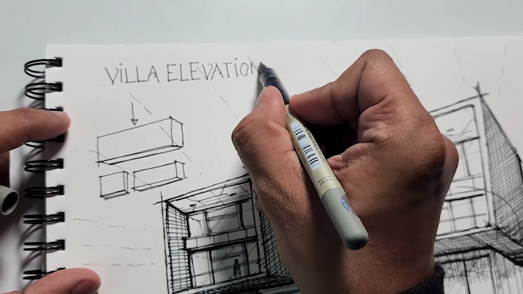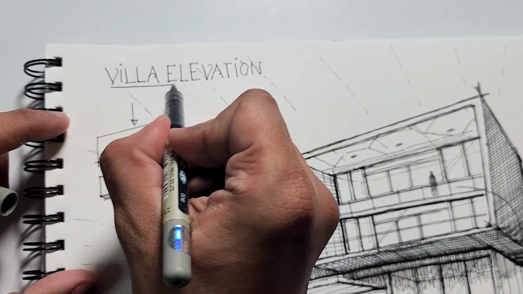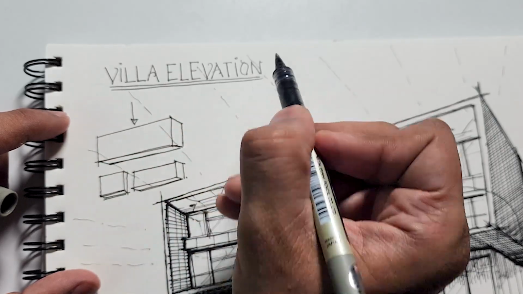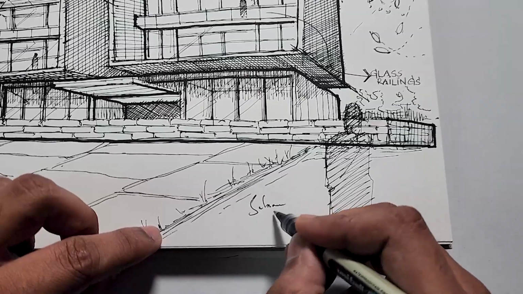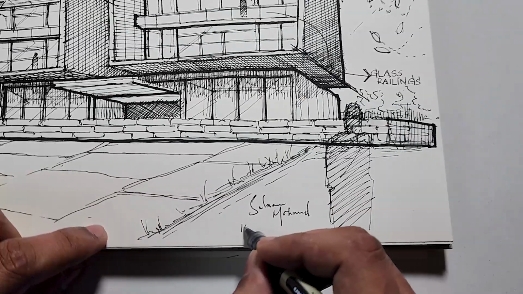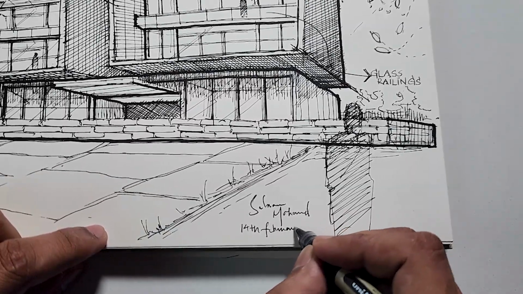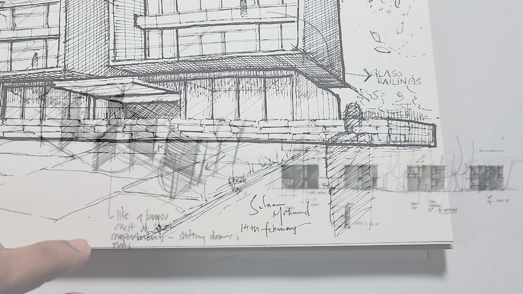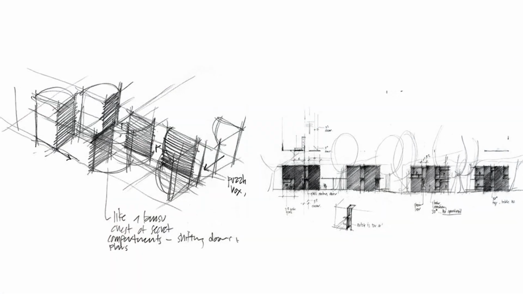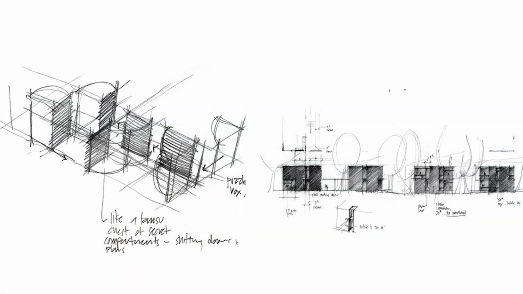They can be used to indicate the name of the project, the date, and the name of the person who created the sketch. And finally, notes can be used to provide additional information such as design considerations, materials, and construction details. They can also be used to indicate any changes made to the design during the sketching process.